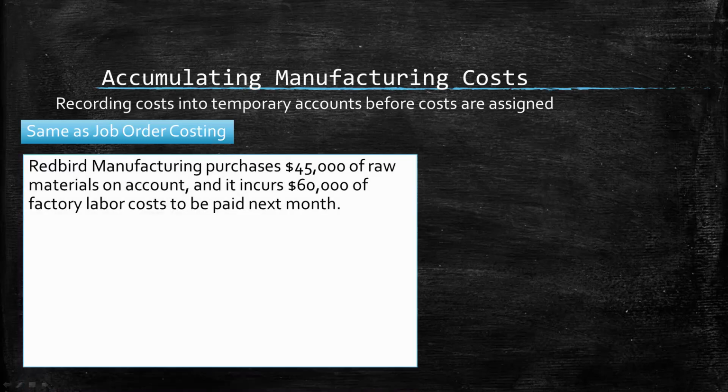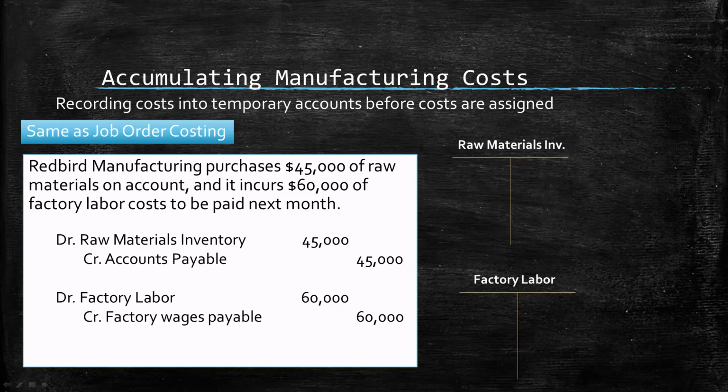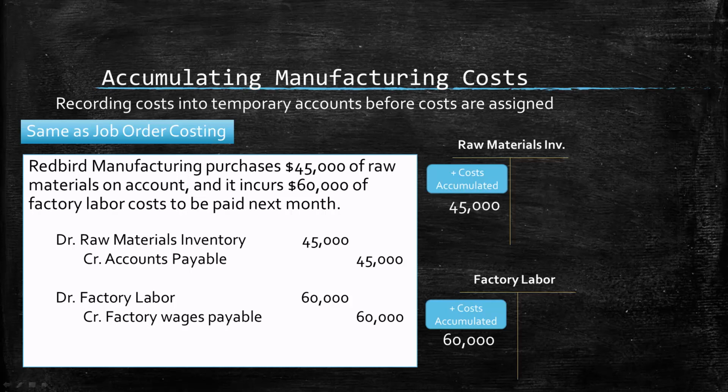So let's just do a quick review. Redbird Manufacturing purchases $45,000 of raw materials on account and incurs $60,000 of factory labor costs to be paid next month. And so our journal entry to record the purchase of raw materials is a debit to raw materials inventory and a credit to accounts payable. And our journal entry to record the factory labor is a debit to factory labor and a credit to our liability of factory wages payable. And so now we have accumulated our raw materials and our factory labor into those initial accounts.